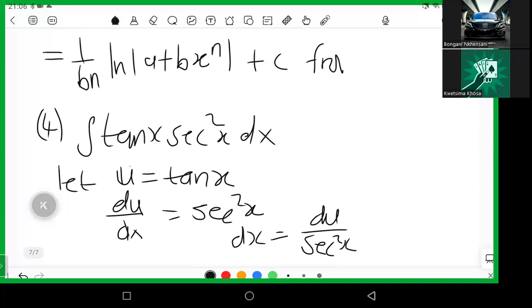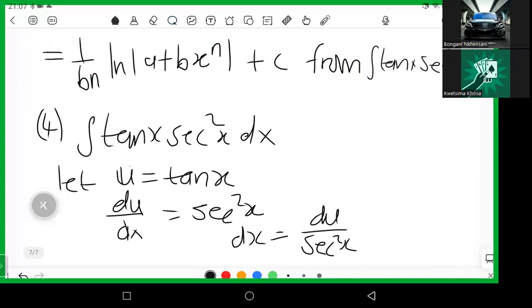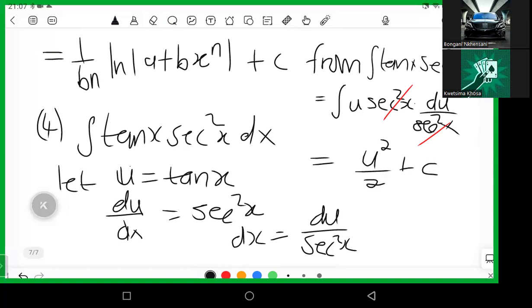And then we say, from the original question, this will be equal to the integral of u, then sec squared x, and then dx we know is du over sec squared x. Then sec squared x will be cancelled with sec squared x. Then we will remain with u to exponent 2 over 2 plus c.